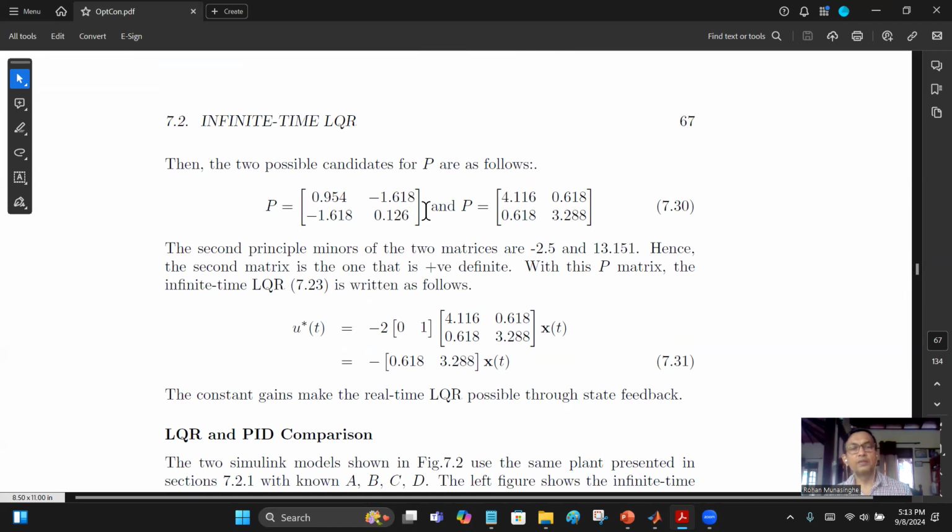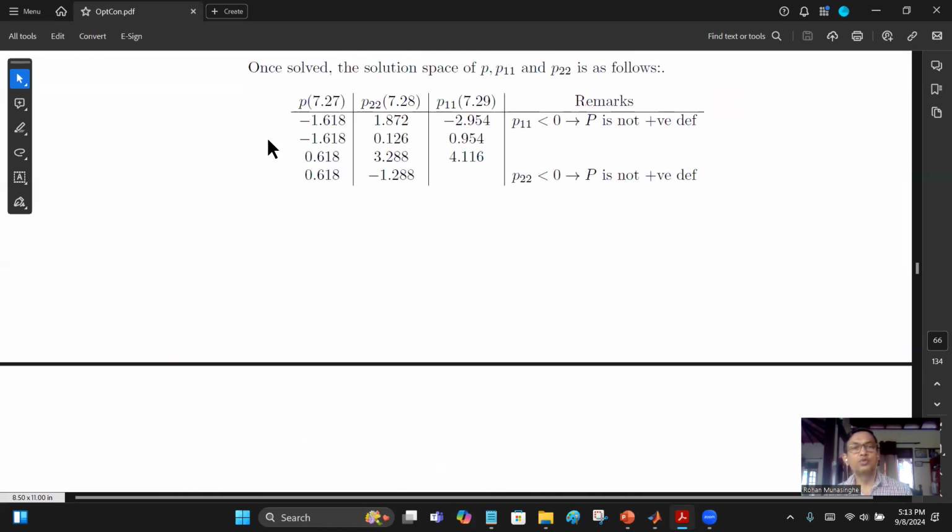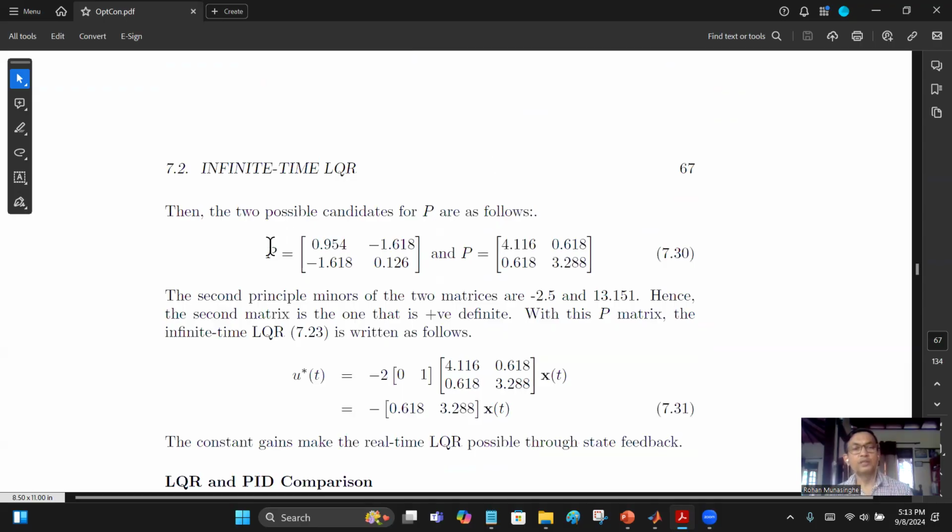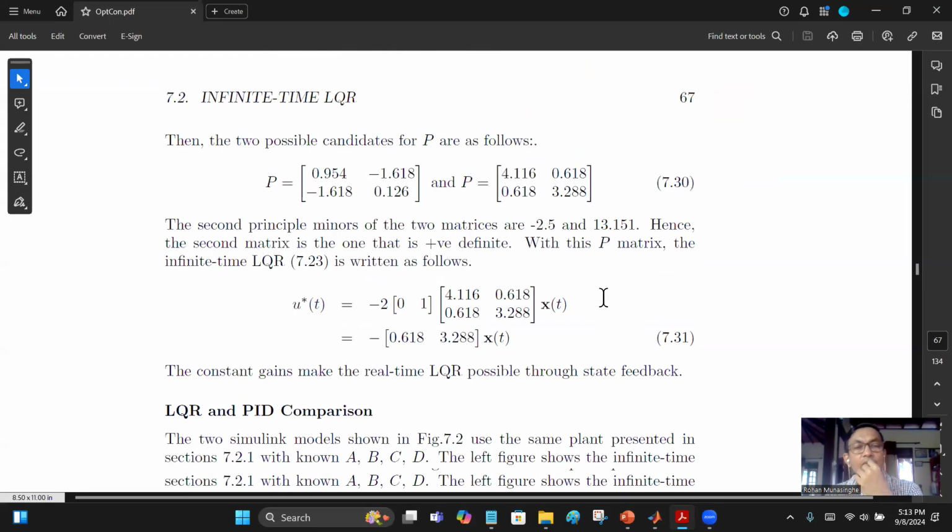Now you can generate using these two sets of values for P11 and P22. You can generate two matrices, this one or this one. Okay, the second principal minors of the two matrices: we look at the second principal minor, which means the determinant of this one and the determinant of this one.